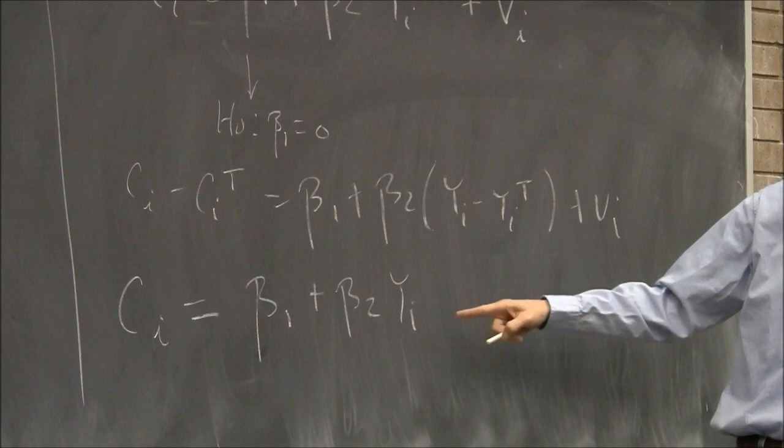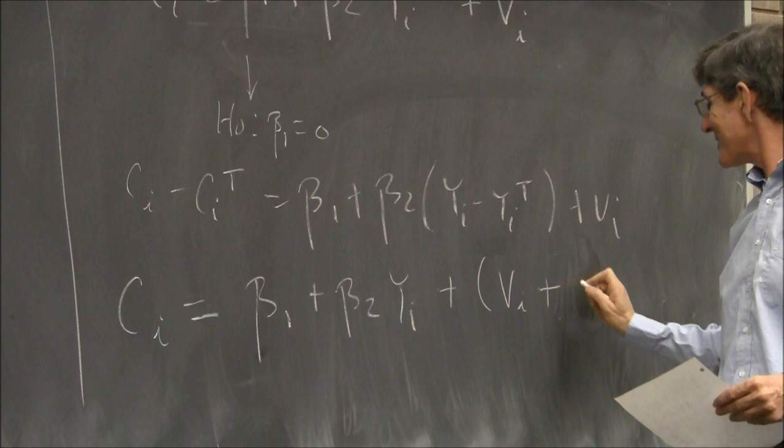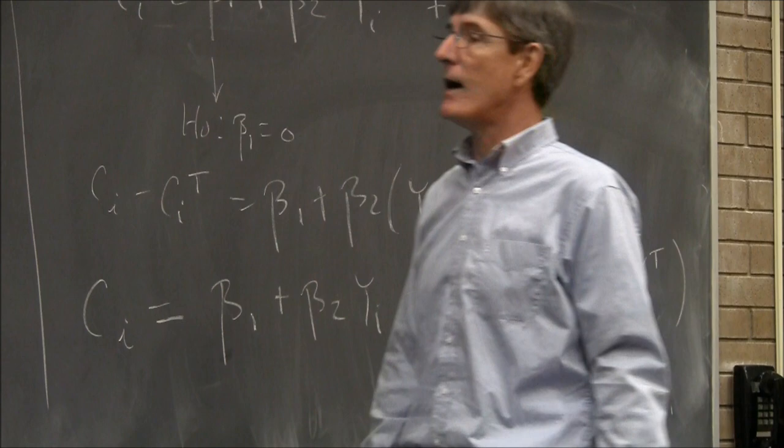Plus VI plus CI temporary, transpose. Too much matrix algebra. Minus beta 2 YIT. Now I need to go back here because there's something I forgot to tell you over here that I should have. My fault, but it's not a big deal.